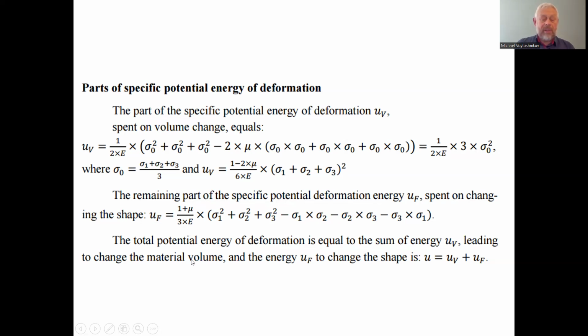So this is energy units, the specific potential energy spent for the volume change of the segment of the mechanical body under action of the main normal stresses. So what's the part spent for the change of the shape of this segment of the mechanical body? Yeah, we can do that.